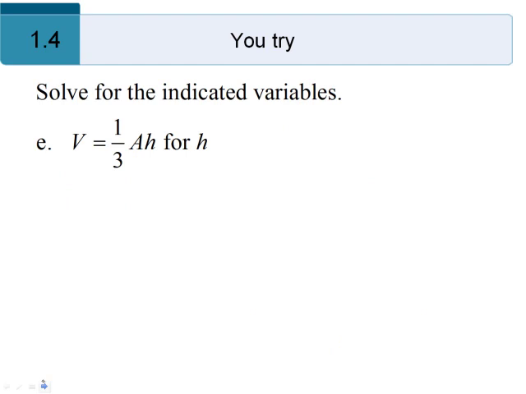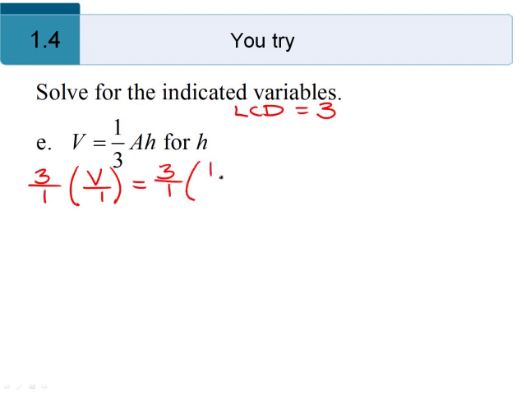All right, we're going to solve this formula V equals 1/3 AH for H. We want to get the H by itself. So first thing we need to do is get rid of that fraction. Since the denominator is 3, that's the only denominator, that's our common denominator. So I'm going to multiply everything by 3 over 1. That starts with the V over 1, and then on the other side, 3 over 1 times 1/3 AH.